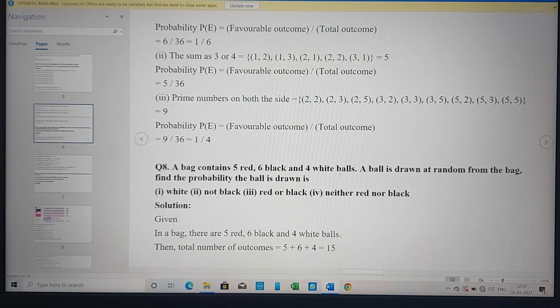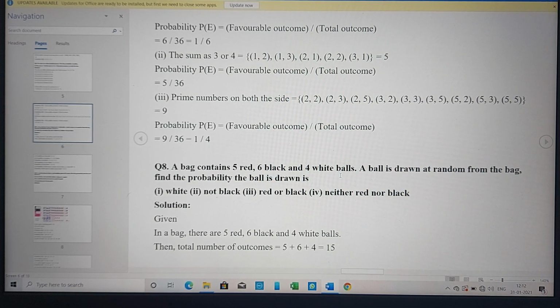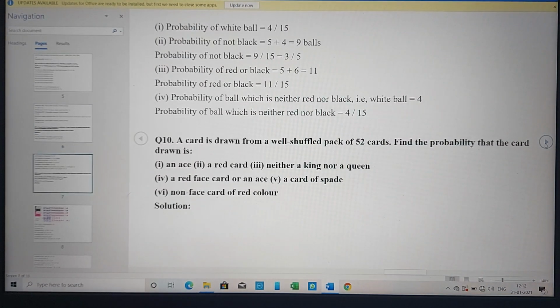Now, what is the probability of getting white? How many white balls we have? 4 white balls. So favorable becomes 4. Total becomes 15. So probability becomes favorable upon total. That means 4 upon 15.